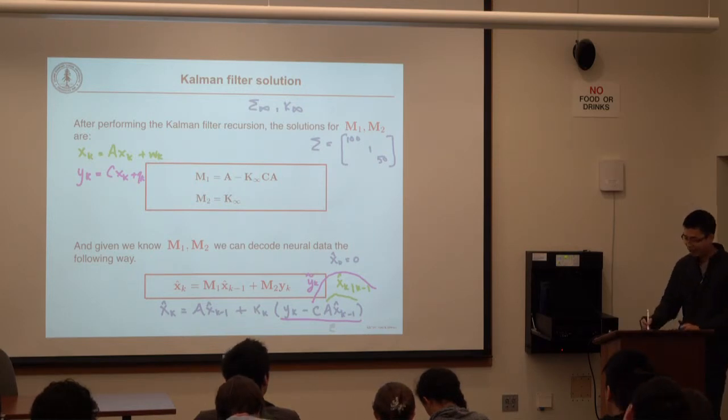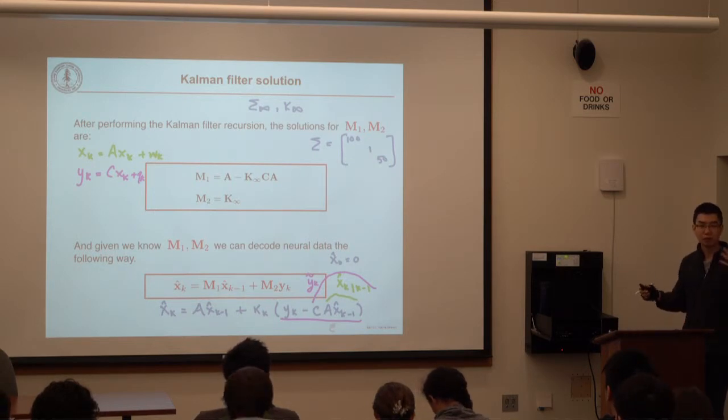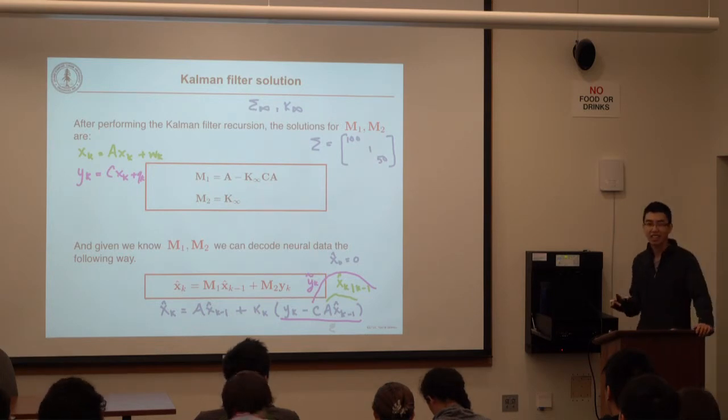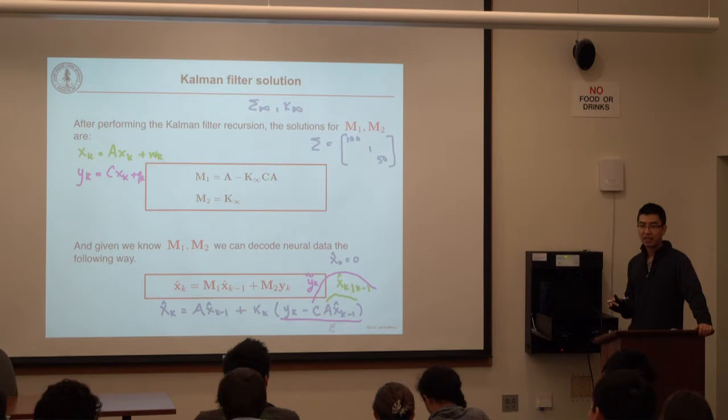But for this class, you will only be required to know this simple equation that is a vote between your previous kinematics and the neural data. Any questions on that? All right.